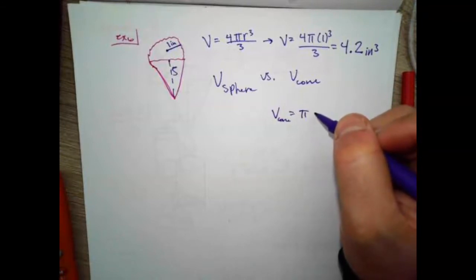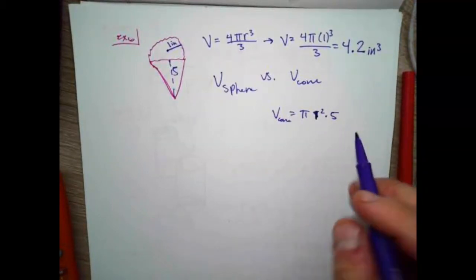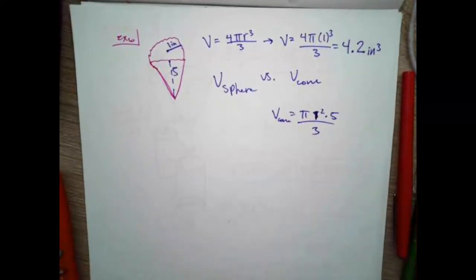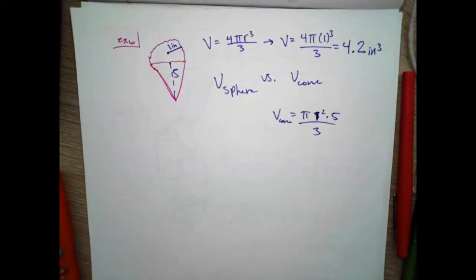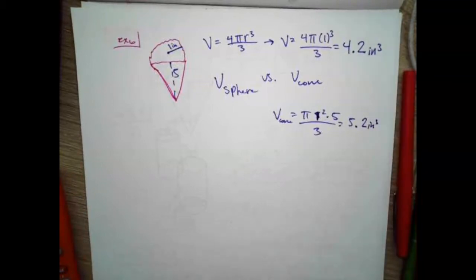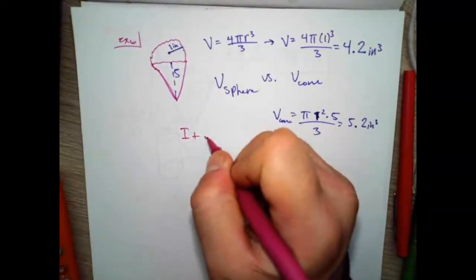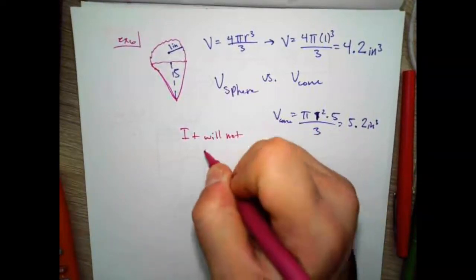The volume of the cone is, remember the cone formula is pi r squared h divided by 3. So pi times the radius squared, oh whoops, the radius is 1, sorry about that. Pi r squared times the height is 5, divided by 3. So 5 times pi divided by 3, well I think I already know which one's going to be more here. The volume of the cone is 5.2 inches cubed, so, according to this, the cone has more volume, so it will not overflow, right? If the ice cream melts, it will not overflow.